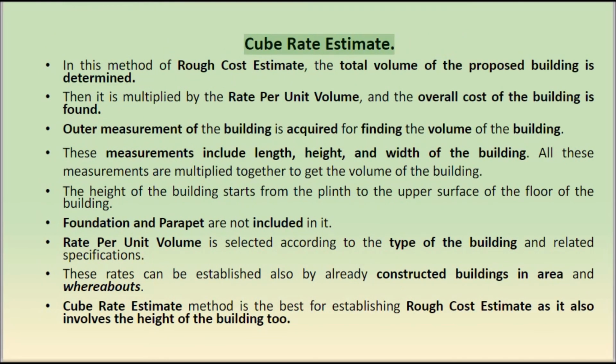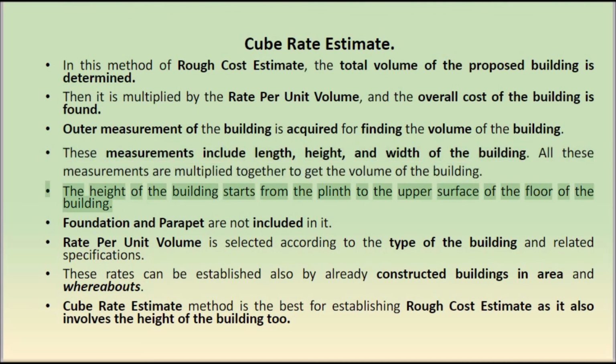Cube rate estimate. In this method of rough cost estimate, the total volume of the proposed building is determined. Then it is multiplied by the rate per unit volume, and the overall cost of the building is found. Outer measurement of the building is acquired for finding the volume of the building. These measurements include length, height, and width of the building. All these measurements are multiplied together to get the volume of the building.